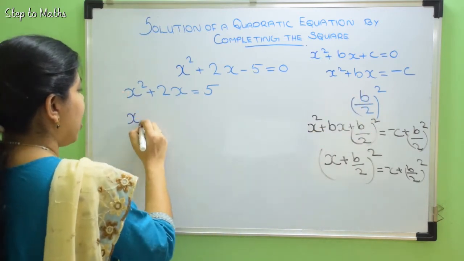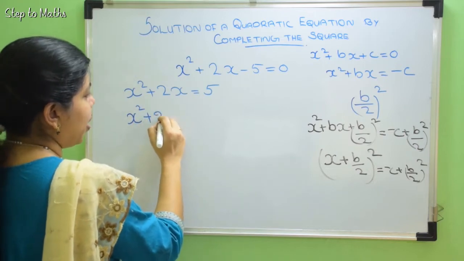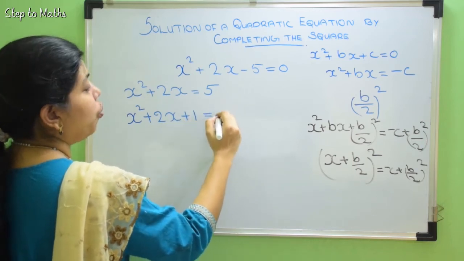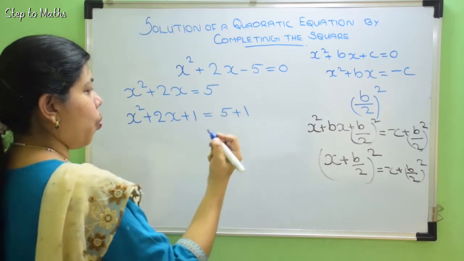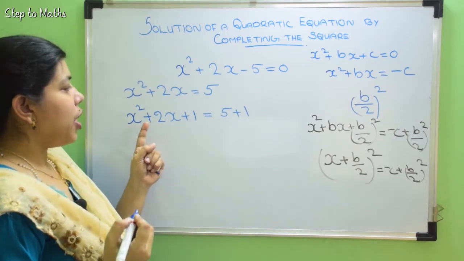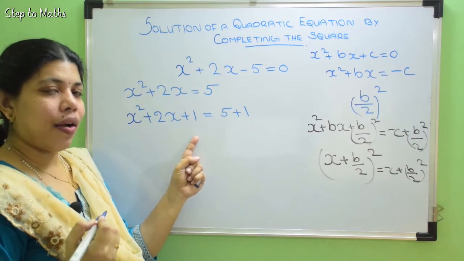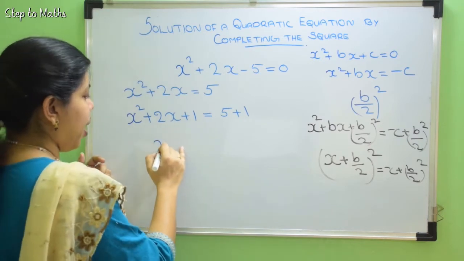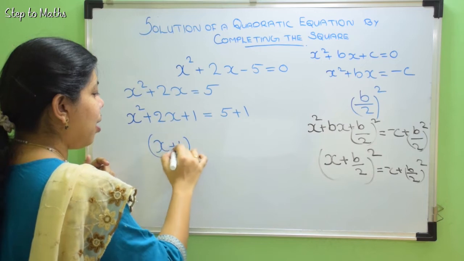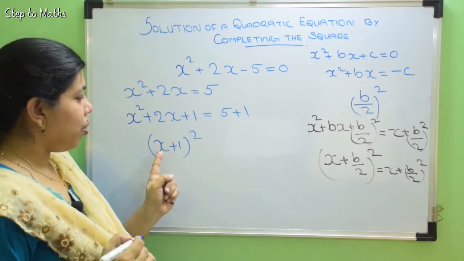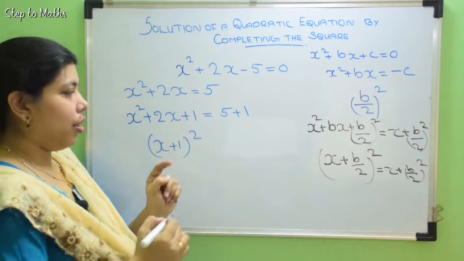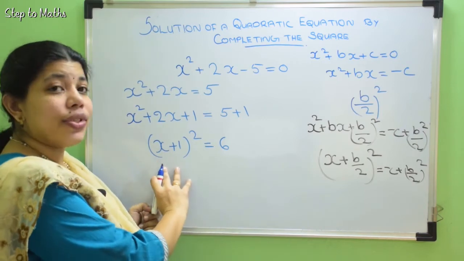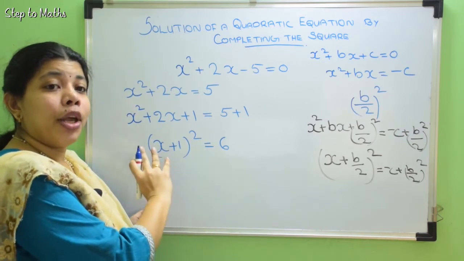So we add this on both sides of the equation. x square plus 2x plus 1 is equal to 5 plus 1. x square plus 2x plus 1, how can we represent it in square form? x plus 1 square. x plus 1 square is equal to x square plus 2x plus 1. Okay, that is equal to 6. Now we get the left side in the form of a perfect square.